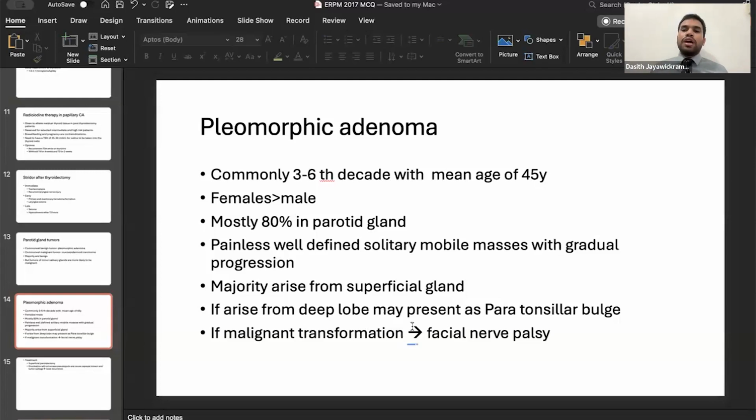Okay, and one thing to remember is malignant potential is very rare, and if there's malignant transformation of the adenoma, then facial nerve palsy will be there. So imagine the patient coming with features of pleomorphic adenoma, and there's facial nerve palsy, then you have a suspicion whether this is a malignancy. Okay. So let's go to the question, and let's go to treatment also.